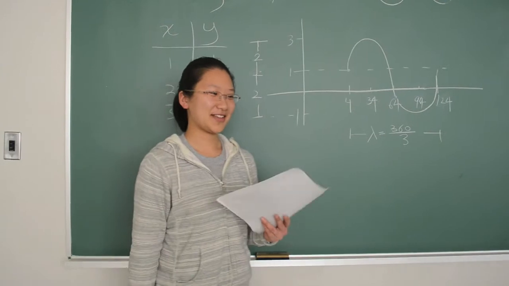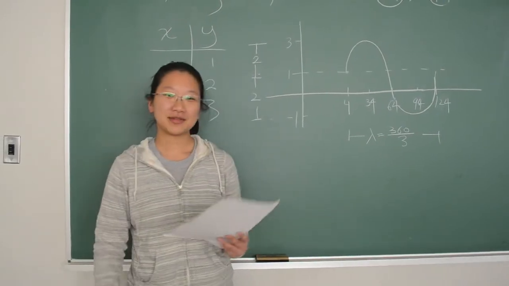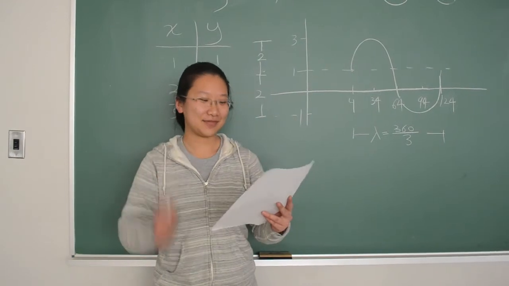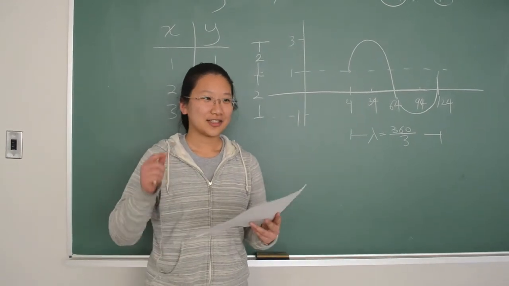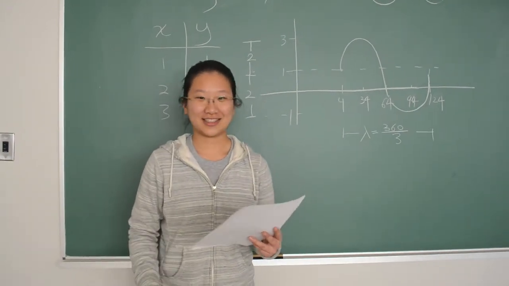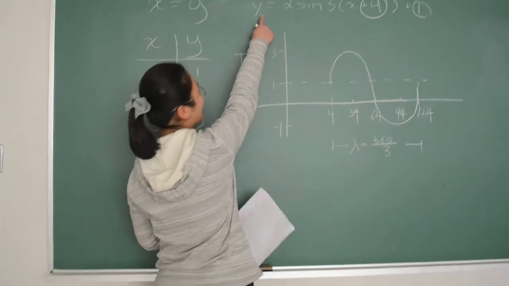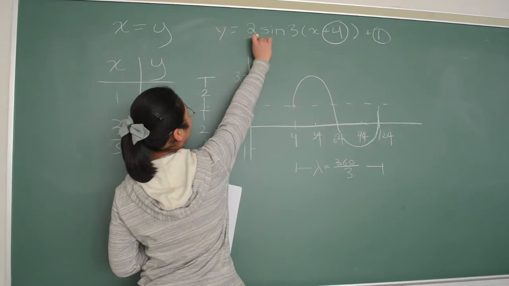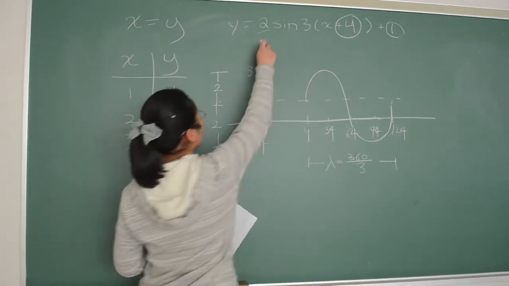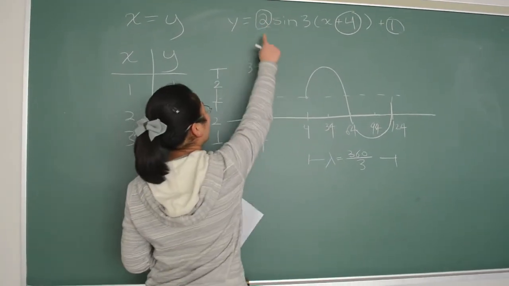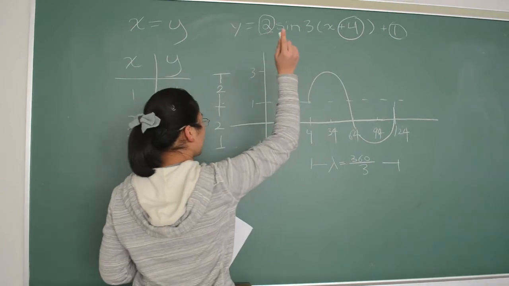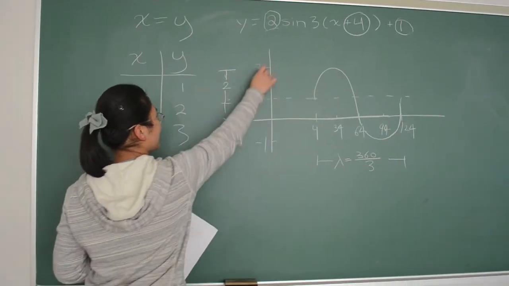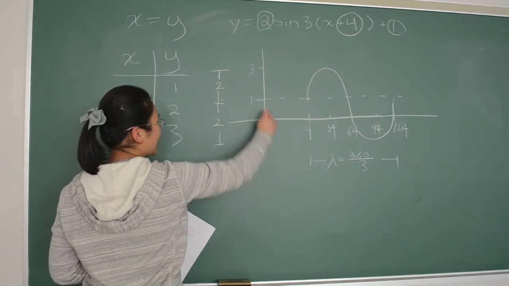Let's talk about amplitude. The amplitude is the distance of the maximum and the minimum from the sinusoidal axis. For example, from this equation, we find the amplitude is here, and in the graph it's like here to here and here to here.